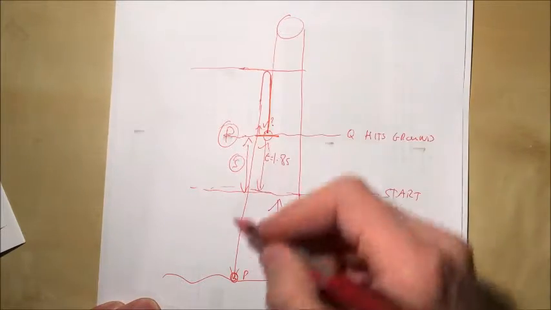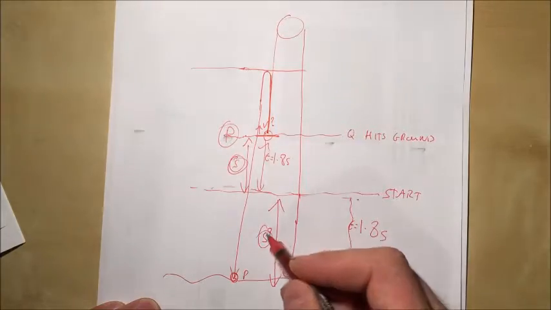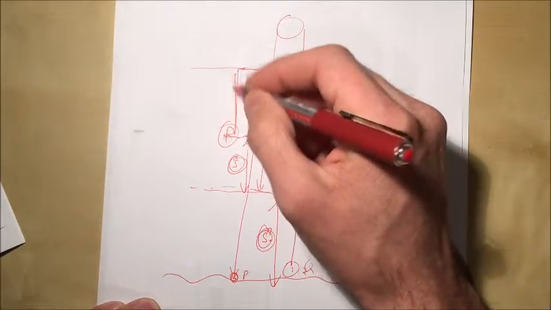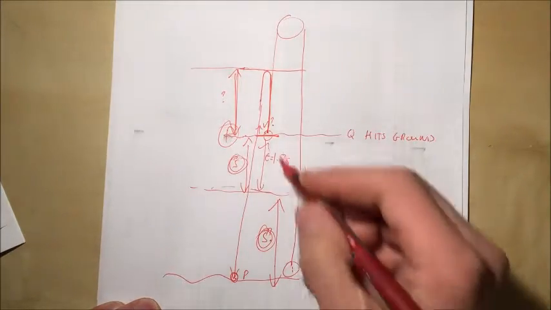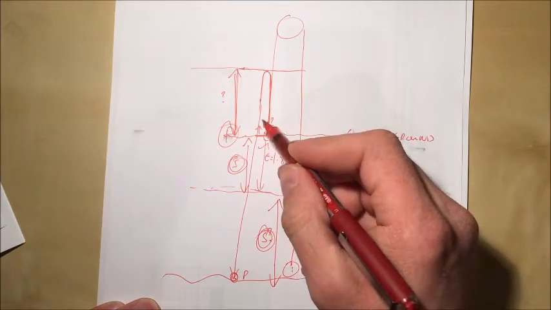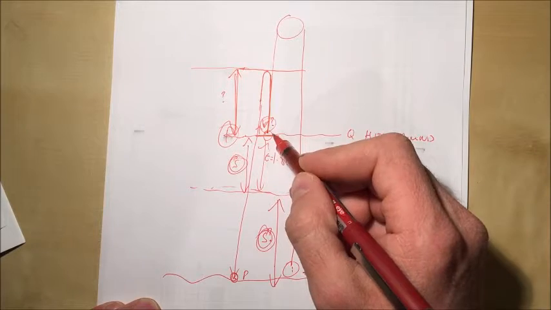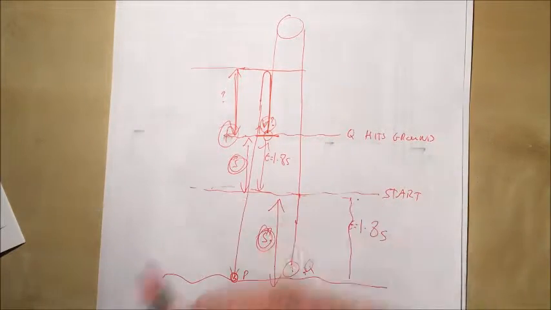So this total height is 1 lot of this displacement, 1 lot of this displacement, and then this bit as well. So how do we find this height? Well, we're going to need to know the velocity that P is travelling with at the start, and then we can apply our Suvat equations. So that's what we're going to have to do.